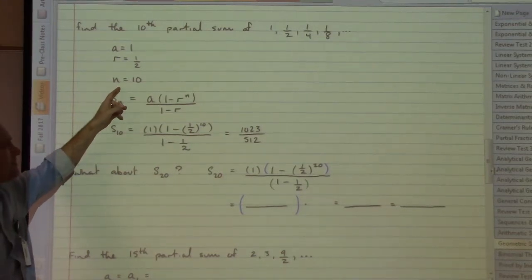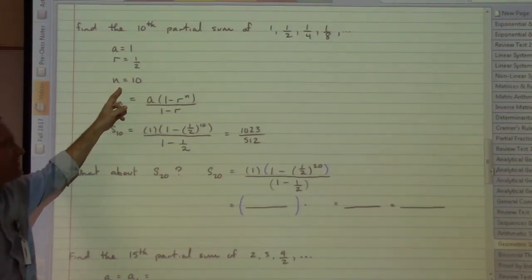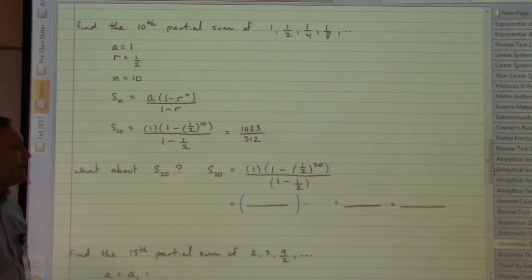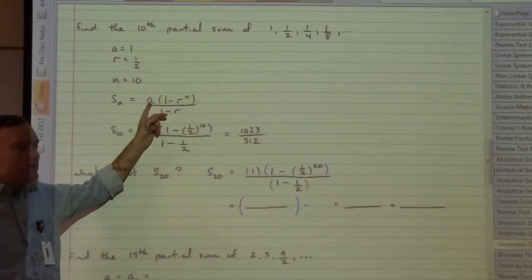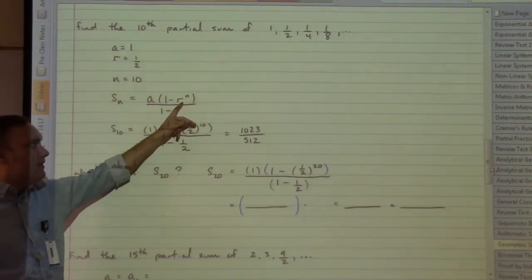If we want the 10th partial sum, that means we're adding up the first 10 terms, so n is equal to 10. And the formula that we have says we still are going to use the first term. The common ratio appears in two different spots.